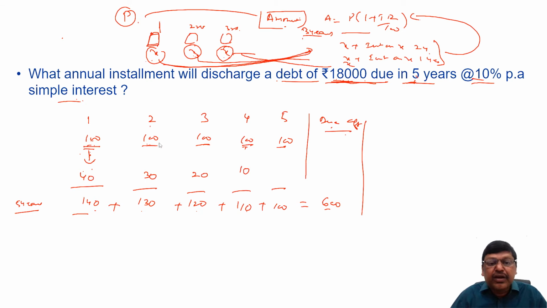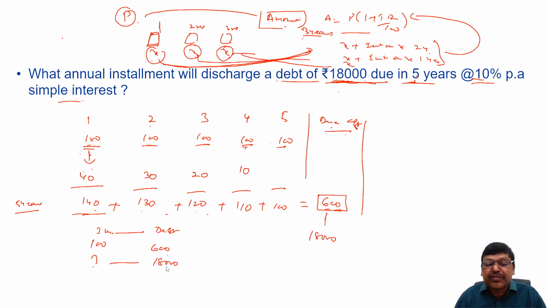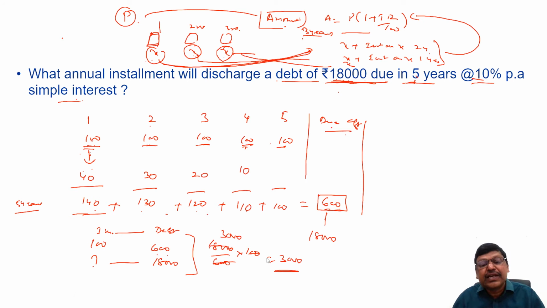If I am paying 100 rupee installments, 5 installments, it will discharge a debt, or repay an amount, of 600 that is due at the end of 5 years. Now that the amount due is 18,000, what should be the annual installment? When I am paying a 100 rupee installment, it is clearing a debt of 600. What installment will clear the debt of 18,000? We can say 18,000 by 600 into 100. You can cancel two zeros, and we get 3000. So the annual installment should be 3000. This is the basic approach.